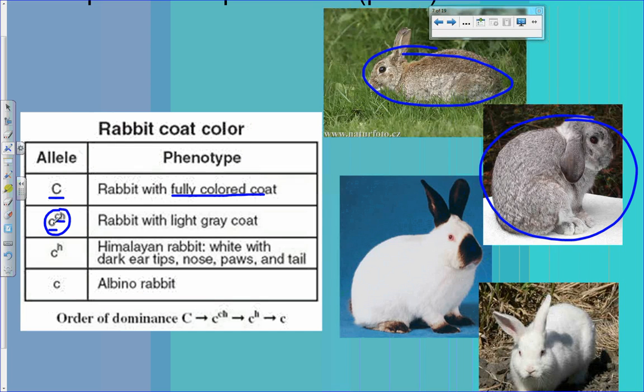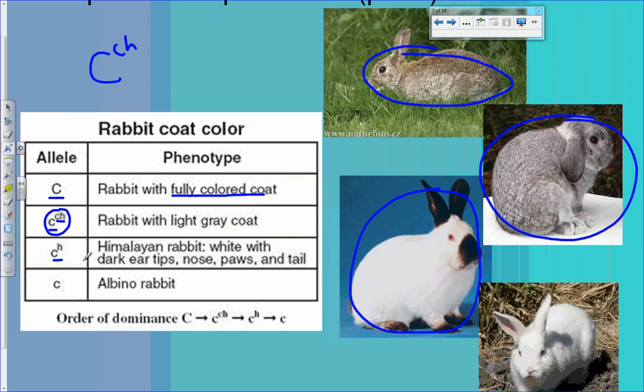Then we've got Himalayan rabbits. That's this one right here. That's coded for by C with the superscript H. These rabbits, it's interesting, this allele, what it does is by default, the rabbit's white, but if a particular area of the rabbit gets cold, it actually turns dark. And think about the areas where it turns dark. The ears, the nose, the feet, and the tail.